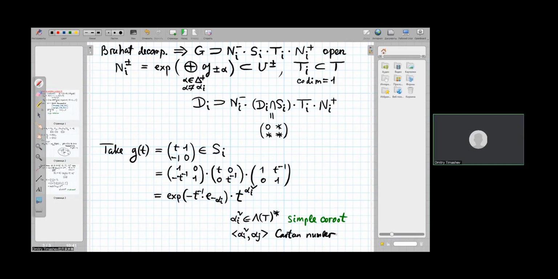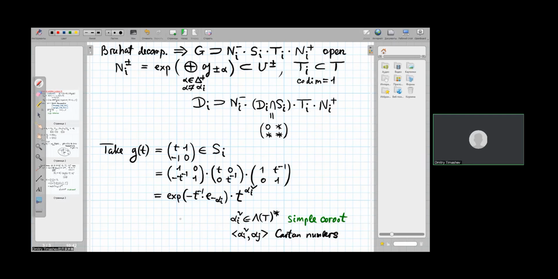So Cartan numbers occur in the properties of root systems. And they are integer numbers, non-positive, unless i equals j. And when i equals j, this Cartan number is 2. So there are certain axioms about these Cartan numbers. I will not mention them now. But let me just give you a couple of references for this type of things.